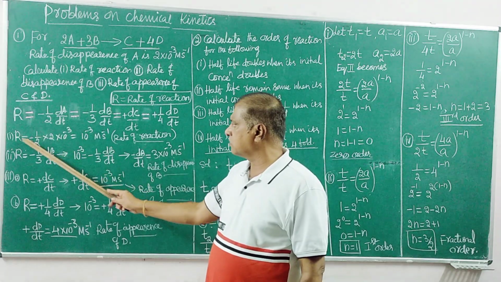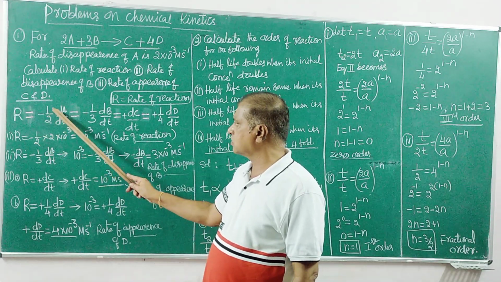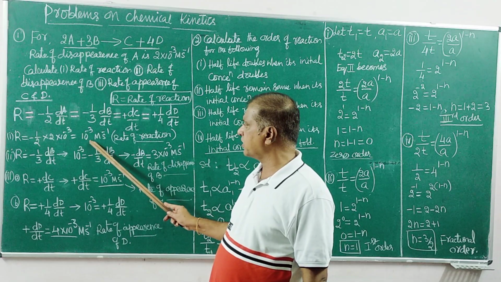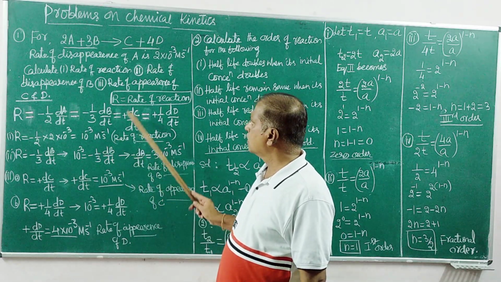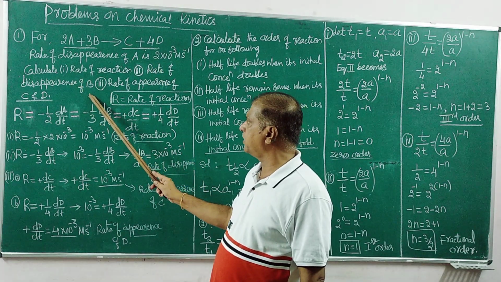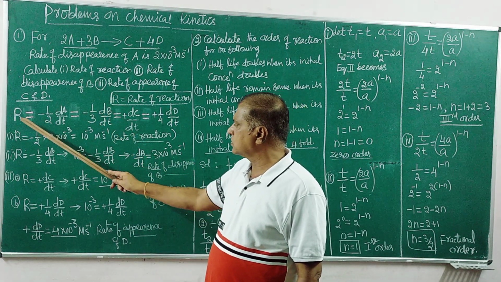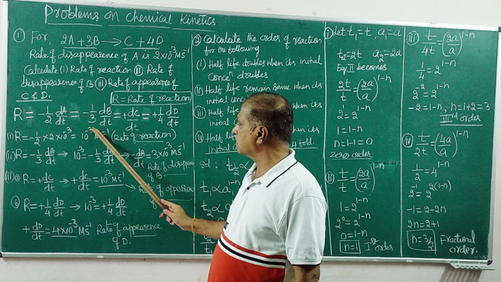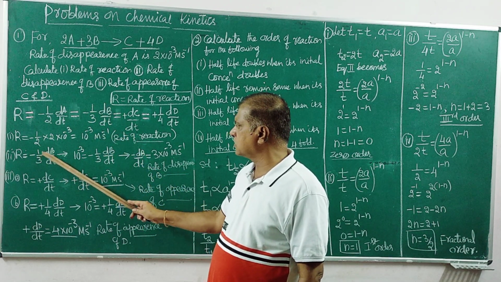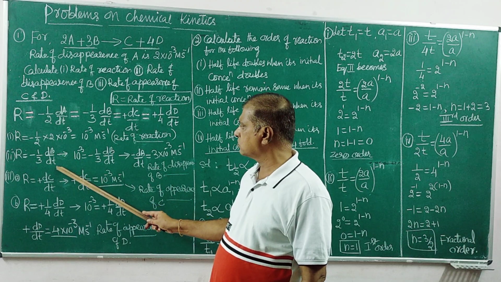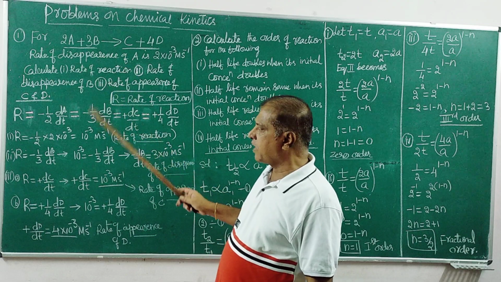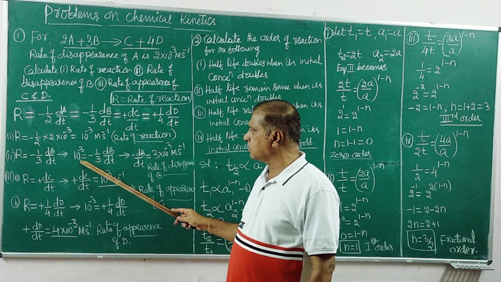That is what you have done. R equals minus 1 by 2 times this value, which is given. This you can simplify. Next is rate of disappearance of B. Use this, R equals this one. Rate R equals minus 1 by 3, this one. The R value is known, 10 to the power of minus 3.